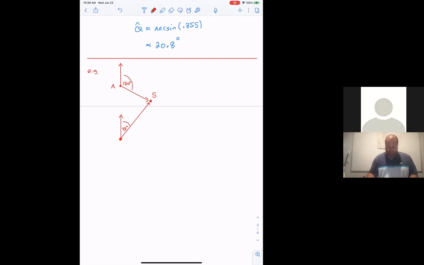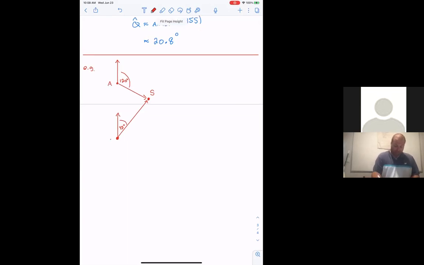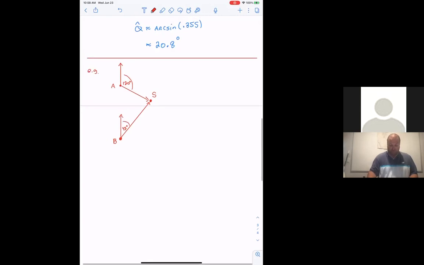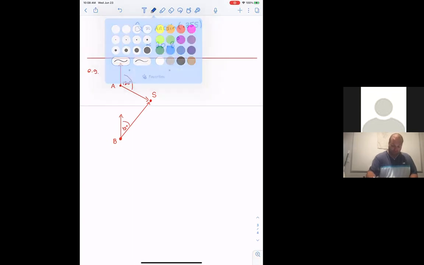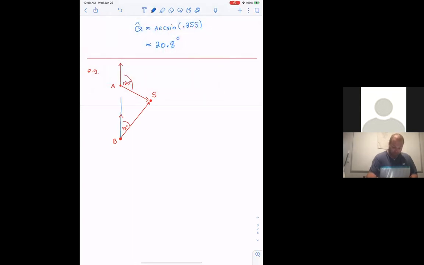Okay, so I have my 120 degree bearing from port A, and I have my 42 degree bearing from port B. The distance between ports A and B is 15.2 miles. So we also have the distance from port A to port B. This guy here is 15.2 miles. Find the distance between the ship and each port. So we're looking for this, we'll call it X. We're looking for this, we'll call it Y. What is X and what is Y?